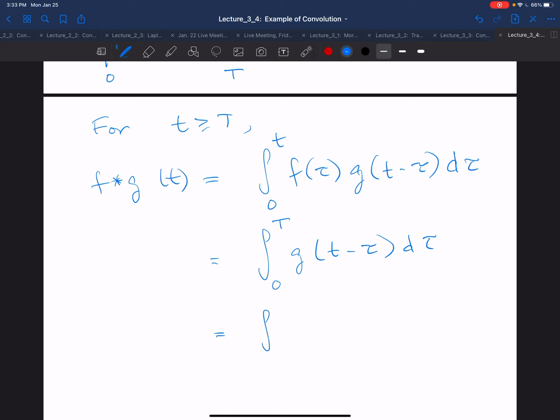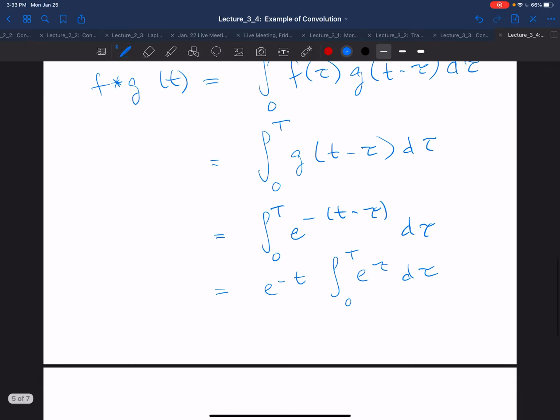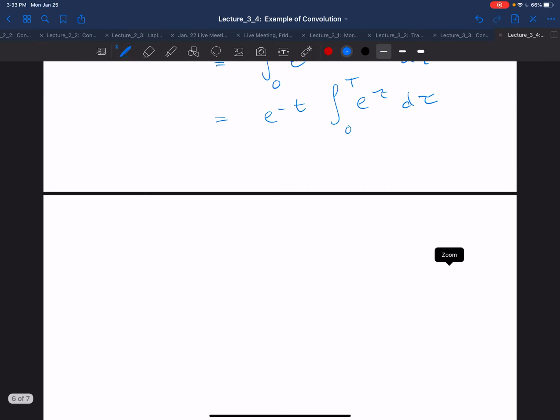In other words, our convolution is going to be the integral of e to the minus (t minus tau) d tau, but this time integrated between 0 and capital T. We can once again take out a factor of e to the minus t, since we're integrating with respect to tau. So we get the integral of e to the tau d tau integrated from 0 to T.